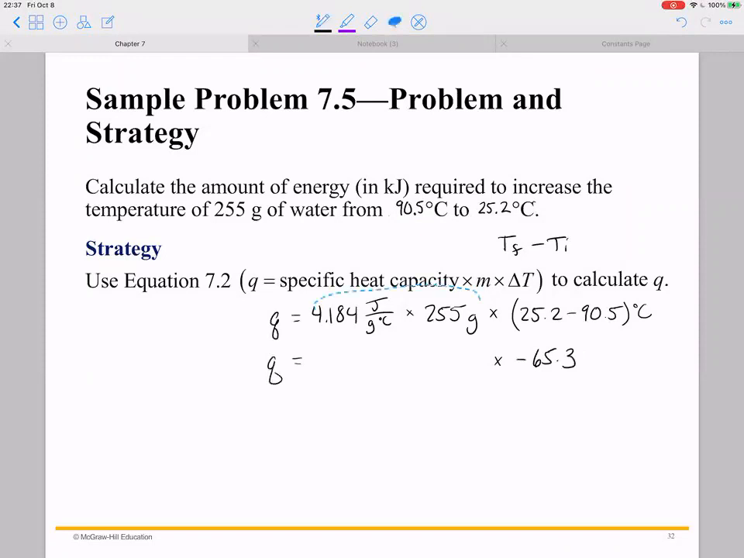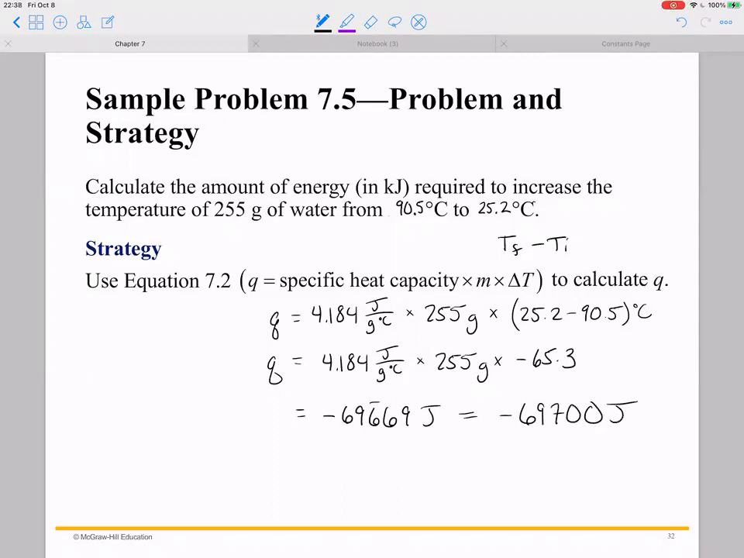Okay, so now when I complete this problem, numerically, I'm going to get pretty much the exact same thing, except it's going to be negative 69669 joules, rounded to the correct number of sig figs, negative 69700 joules, right? So negative Q means that energy is being removed from the system.